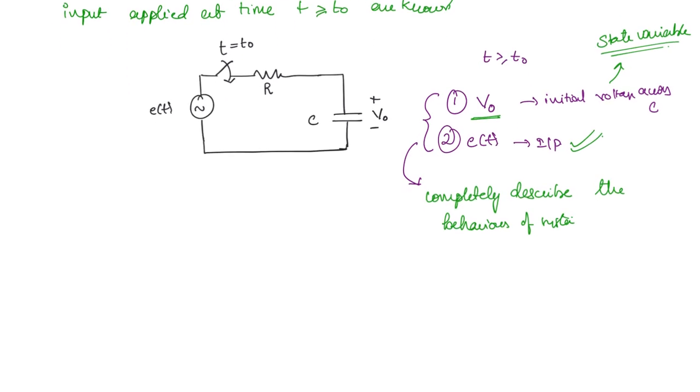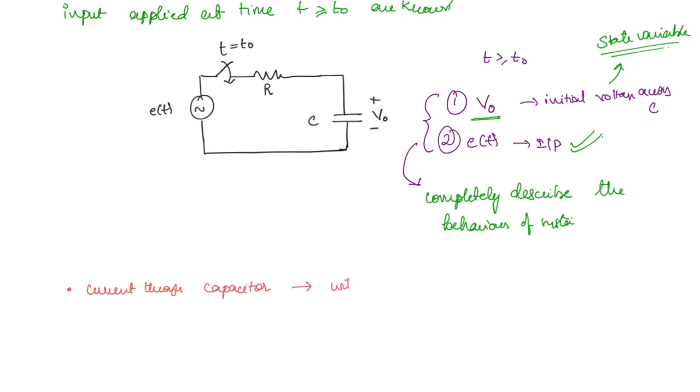Now one important point: what if you take the state variable as the current through the capacitor? Will it serve as the state variable? It will not. Why is that the case? If you know the initial current through the capacitor, it will not help you get the behavior of the system completely. What you will need is the initial voltage. The initial current can change in the capacitor after a transient, after a change in the circuit. So this cannot be taken as a state variable.